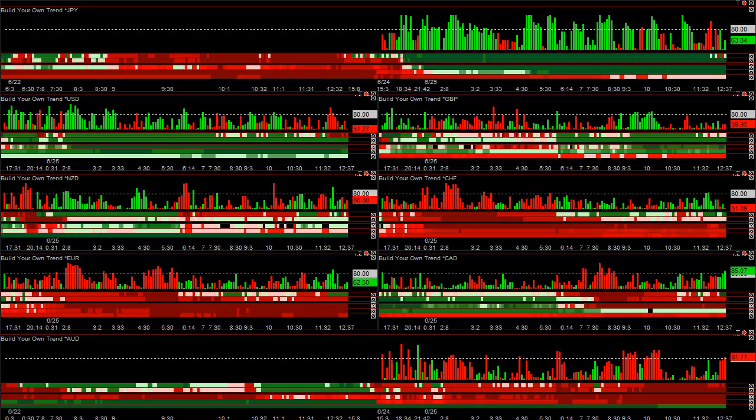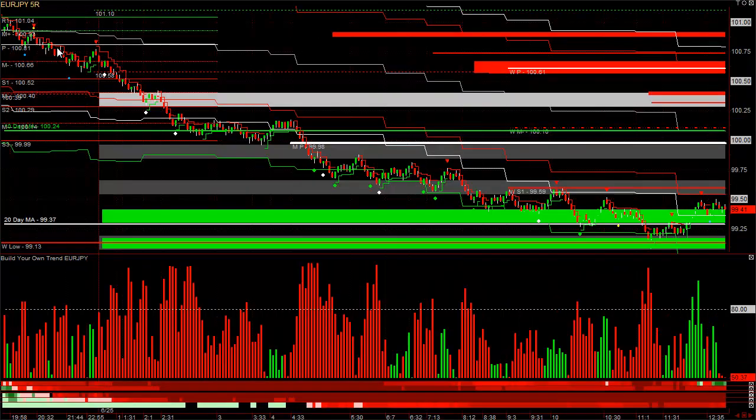So, step one is use a currency meter, find the strongest and weakest. Strongest one's the yen, then the dollar. The weakest is the Australian, and earlier today, the euro. So let's look at the euro-yen. We want to sell this, and bringing up the chart, you can see it's underneath the hourly moving average.